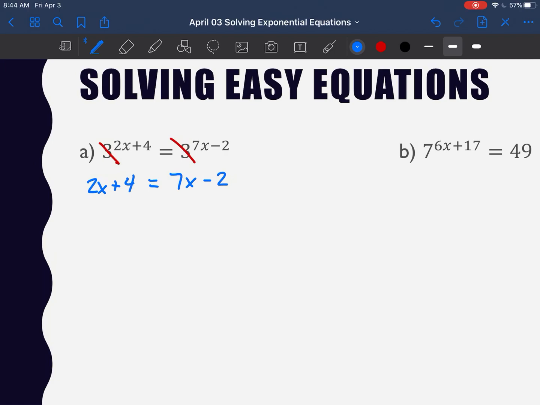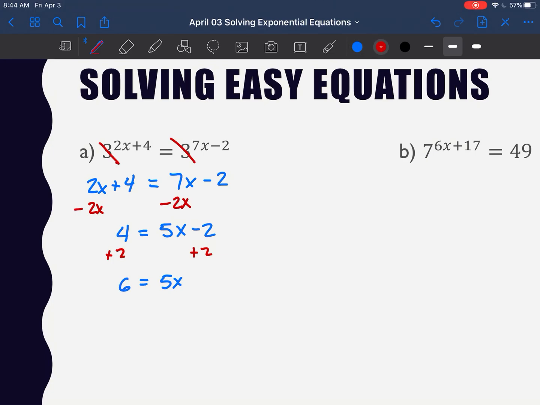So I'll start with minus the 2x. Now you could start this in any way, this is just how I like to. So subtract 2x on both sides. So you're left with 4 is equal to 5x minus 2. Then add the 2 to both sides, so plus 2. So you get 5x on this side and 6 on this side.